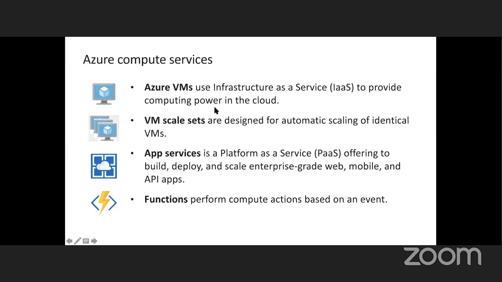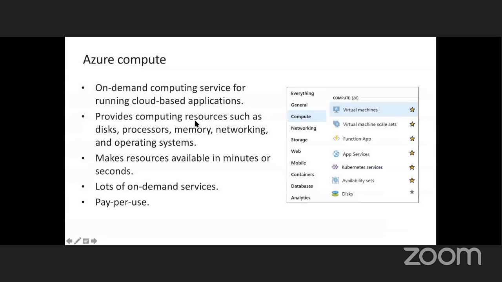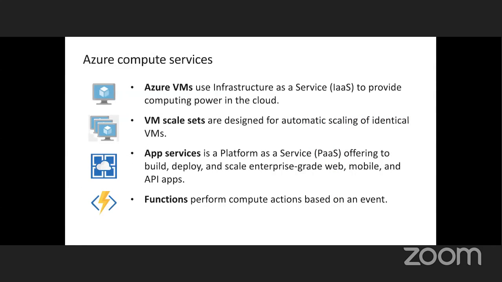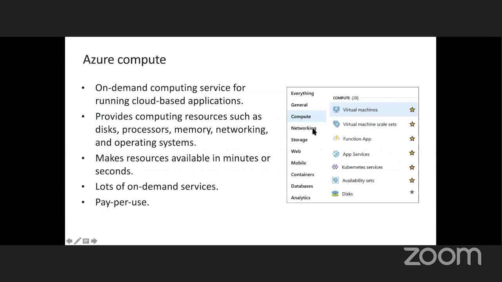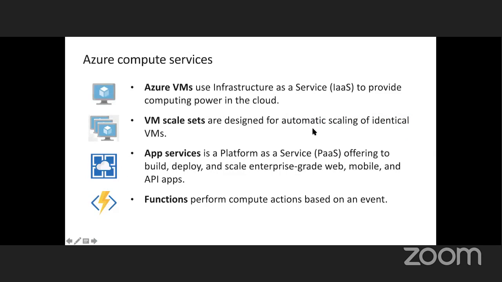All right. Also, VM scale sets. This is the same concept as auto scaling in AWS. So they're designed for automatic scaling of identical VMs. Whenever you use a scale set, just like auto scaling, all the virtual machines that are created using scale sets are identical. And as they are identical, they are disposable easily. So if you need to remove one, it doesn't matter, just remove them.